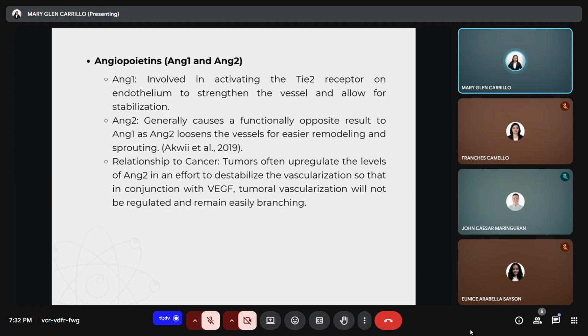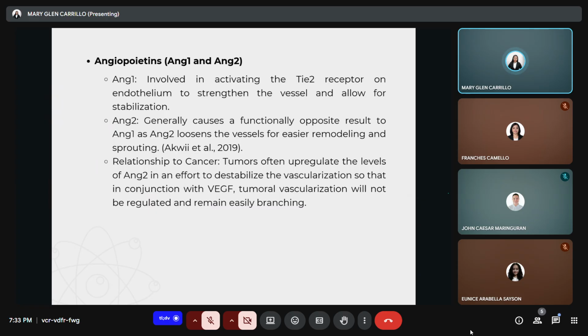So next up are the angiopoietins, specifically ANG1 and ANG2. Let's start with ANG1. ANG1's main job is to strengthen the blood vessels. It does this by activating a receptor on endothelial cells called Tie2, which helps stabilize the blood vessels. So you can think of ANG1 like the construction crew that tightens all the bolts in a bridge, making sure it is strong and steady.